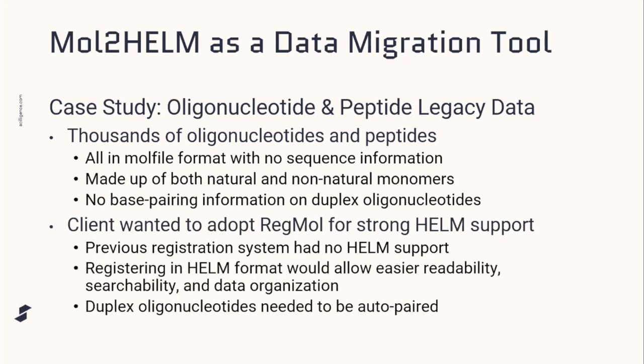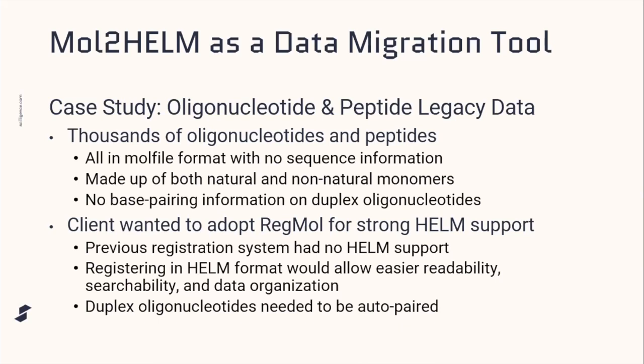The client wanted to adopt RegMol because of our strong HELM support. The previous registration system they were using did not have HELM support, and registering these structures in HELM format would allow for them to be more readable through the pictorial representation, be more searchable by searching by what monomers are present in the structure instead of having to do small molecule substructure searching, as well as organizing their data, again, based on what monomers are present and how they're connected, instead of looking at every atom and bond.